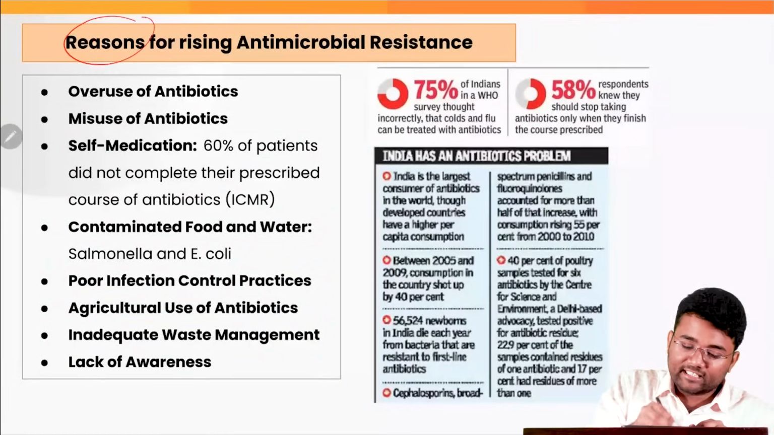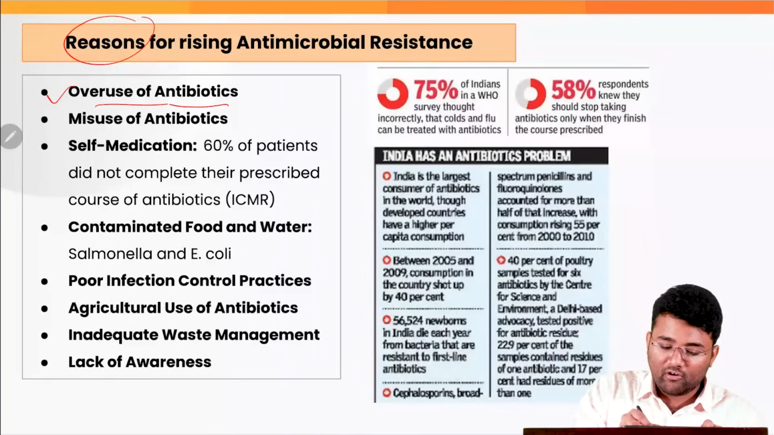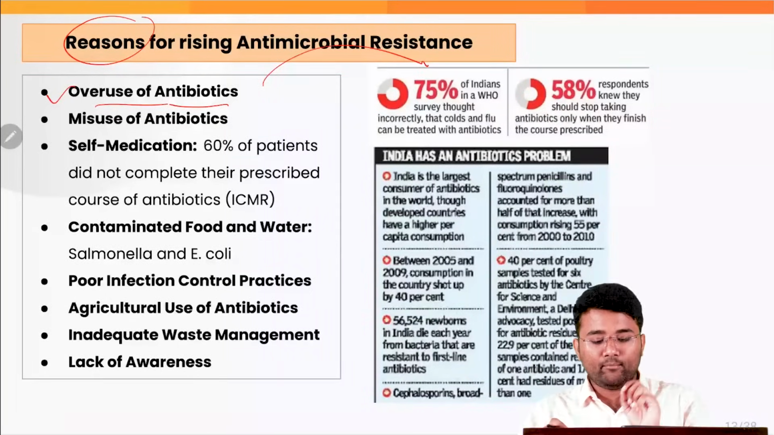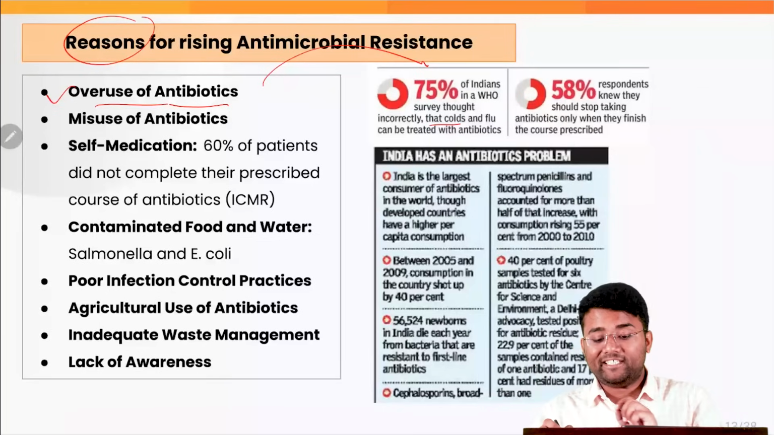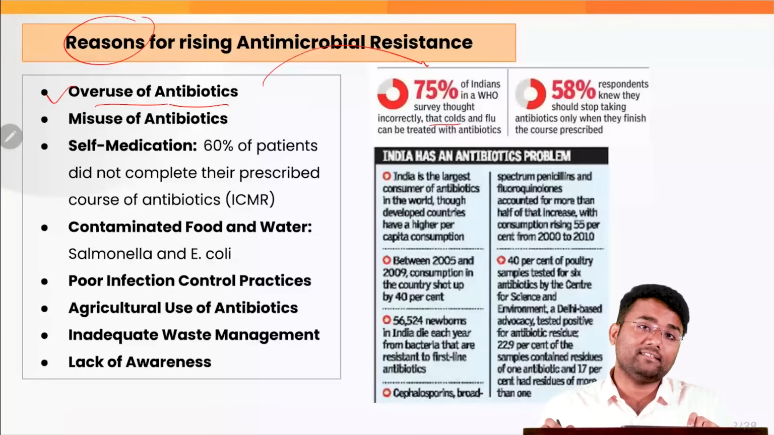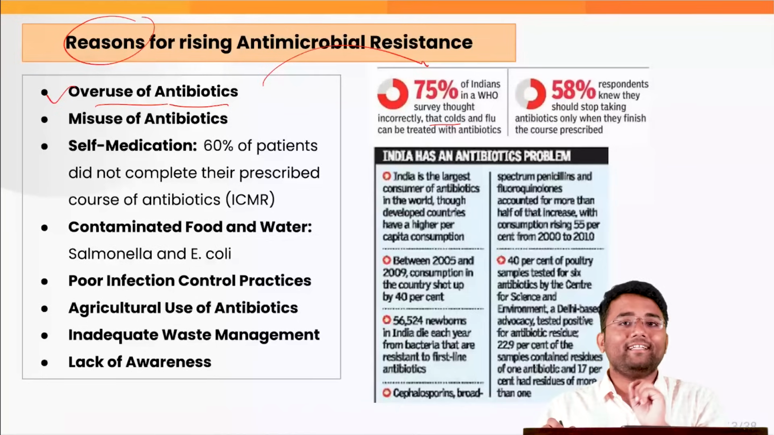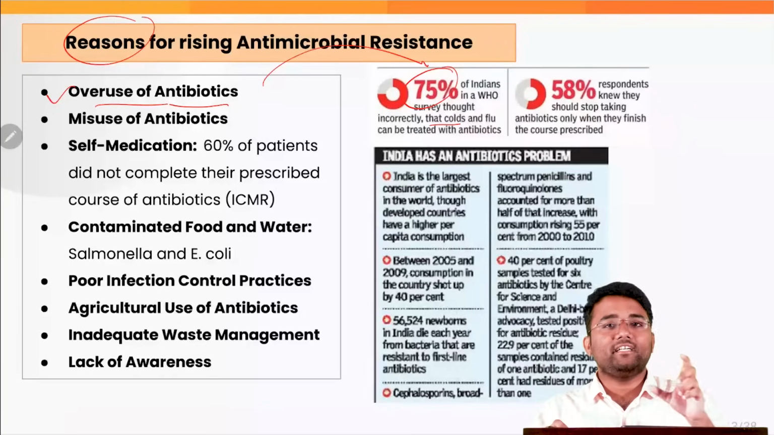So what are the reasons for rising antimicrobial resistance? The first is the overuse of antibiotics. For example, 75% of Indians in a WHO survey thought that cold and flu can be treated through antibiotics. Although cold and flu is not caused by bacteria, so antibiotics will not be effective in treating them, still 75% of people think they can be treated by antibiotics.